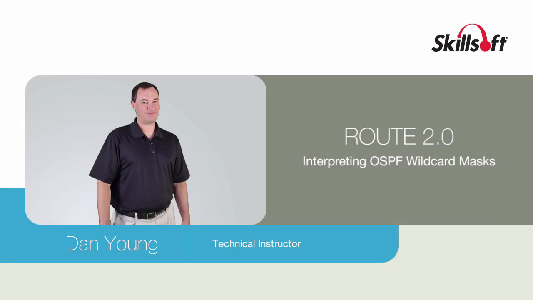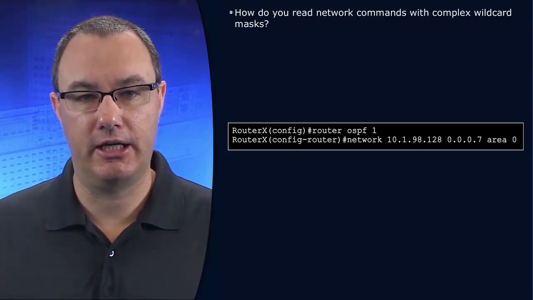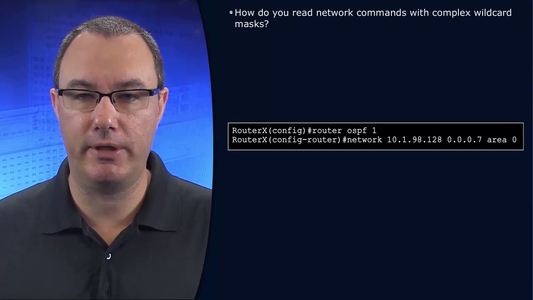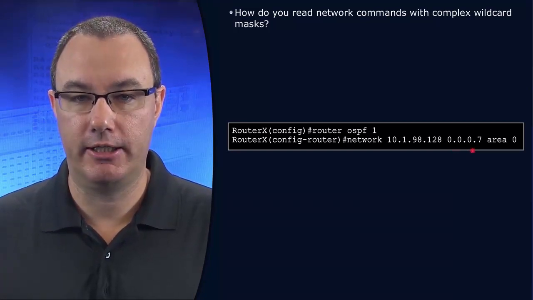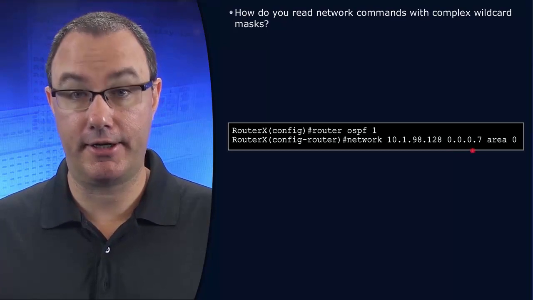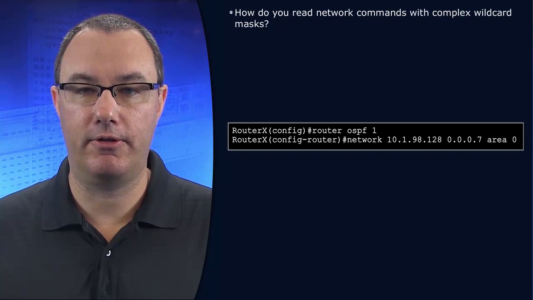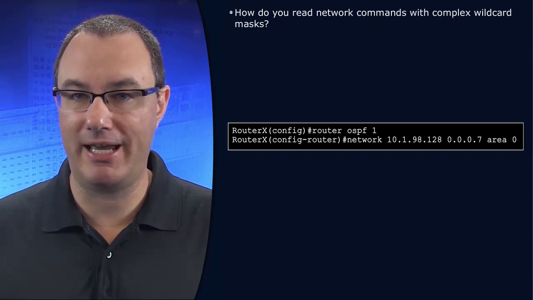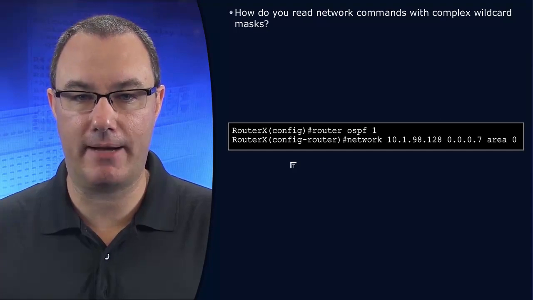Wildcard masks come up when we're working with EIGRP, OSPF, and access control lists. Now, for OSPF, we are required to have a wildcard mask in every single network statement. We cannot get by that if we use the network command. And there are intricacies to any wildcard mask. We want to be able to read these. Let's make sure we can do that.